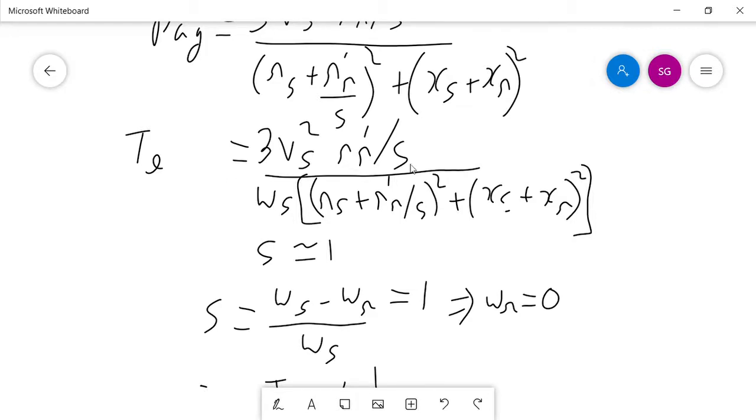Yes, this Rr dash is also in the denominator, but the total value of this denominator depends upon the relative change of this Rr dash with respect to this Rs. Let us say Rs is 1 and Rr dash is 0.5. So if we double this Rr dash, then what will it become? It will become 1 plus 1, that will be 2. And previously what was it? It was 1.5. So the denominator is just changing from 1.5 to 2.